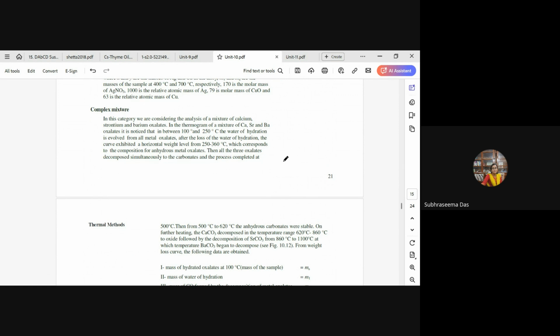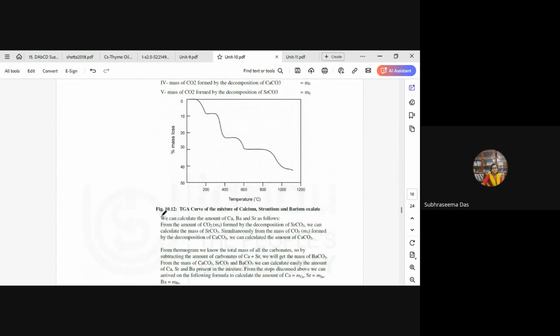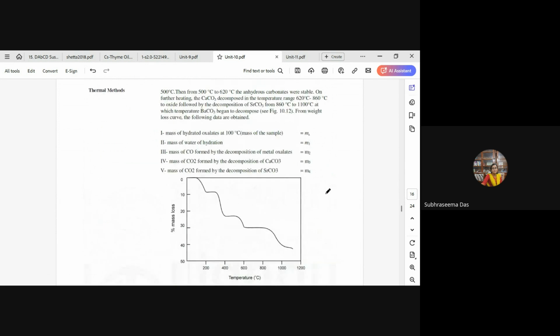Then if we take a complex mixture, here we will consider the analysis of a mixture of calcium, strontium and barium oxalates. That is, three different types of elements are present here. So in the thermogram of the mixture of Ca, strontium and barium, it is noticed here in figure 10.12. You can see this is how the mixture of calcium, strontium and barium oxalate looks.